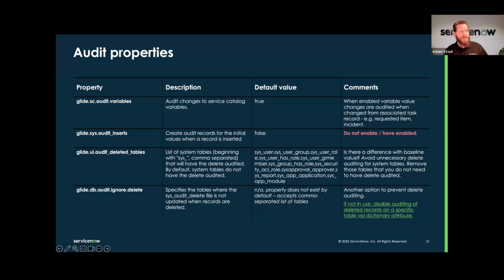And then the deletes. The audit deleted tables. So like I said, most tables, when you turn on auditing, you get deletes. That's not the case for system tables. Let me get this right. Yes, the system tables do not have deletes audited. We don't record them all, except for this list.